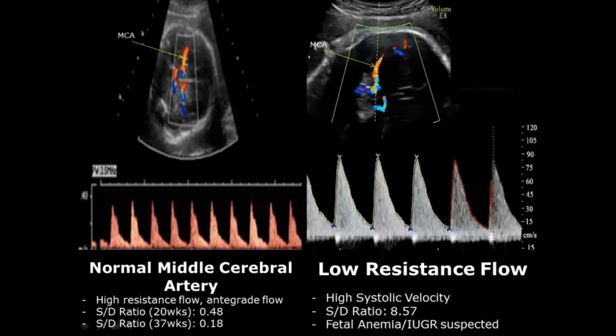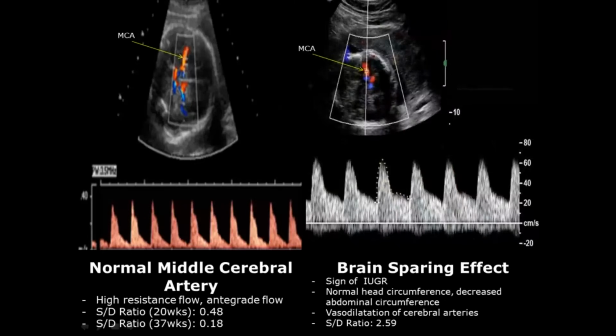The brain sparing effect causes this low resistance flow. It is an abnormality, and it is a sign of fetal growth restriction. The head circumference can be normal, but the abdominal circumference is decreased. This leads to compensatory mechanisms which lead to vasodilatation of the cerebral arteries and produces a low resistance flow.